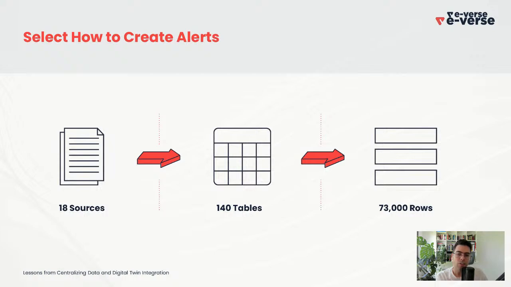So it was 18 sources, 18 different platforms. We ended up having 140 tables, which was huge, and then 70,000 rows. So it was a massive effort to get the initial data.